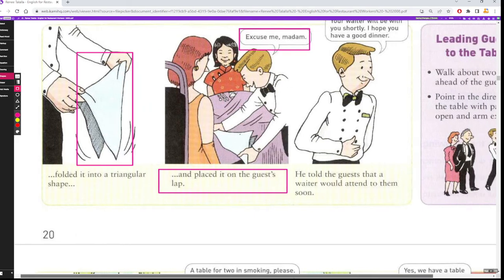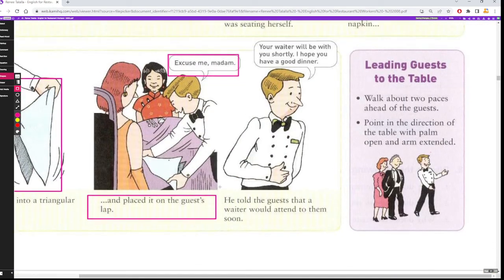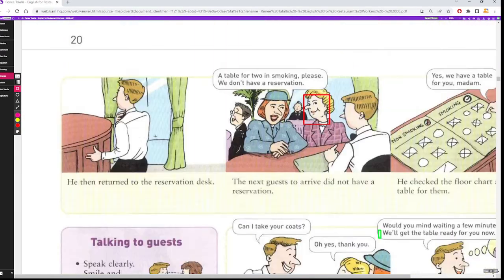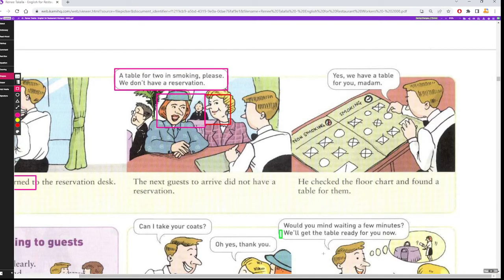Excuse me, madam. He told the guests that a waiter would attend to them soon. Your waiter will be with you shortly. I hope you have a good dinner. He then returned to the reservation desk. The next guests to arrive did not have a reservation. A table for 2 in smoking, please. We don't have a reservation. He checked the floor chart and found a table for them. Yes, we have a table for you, madam.